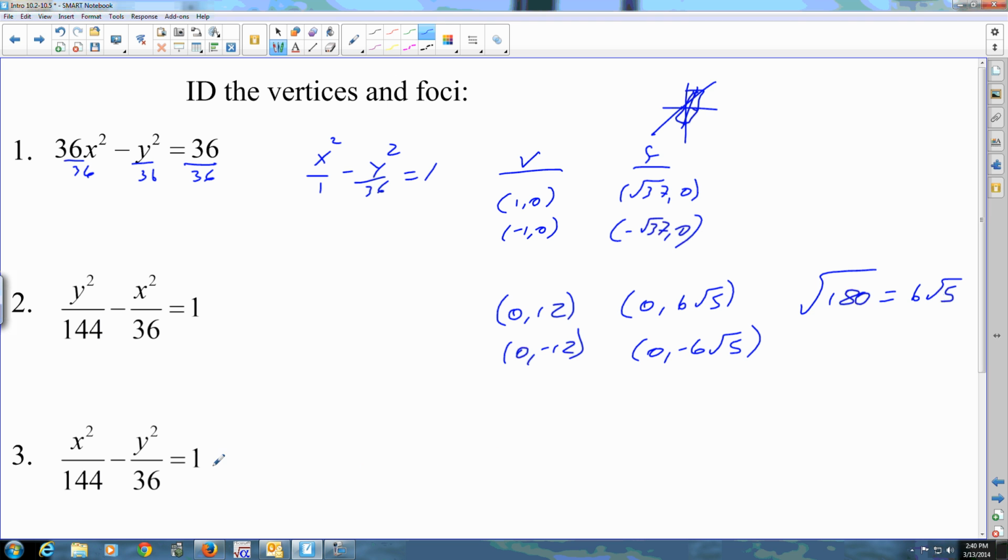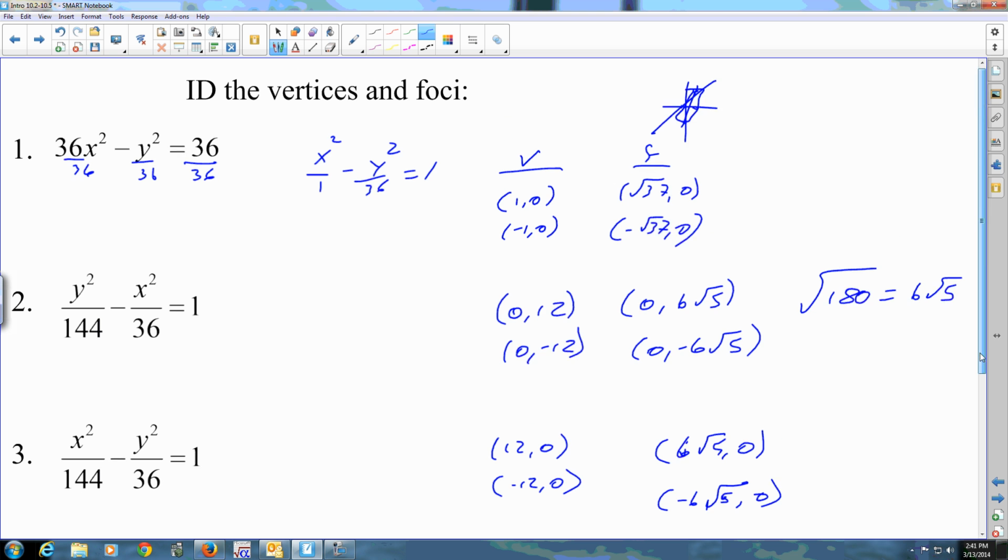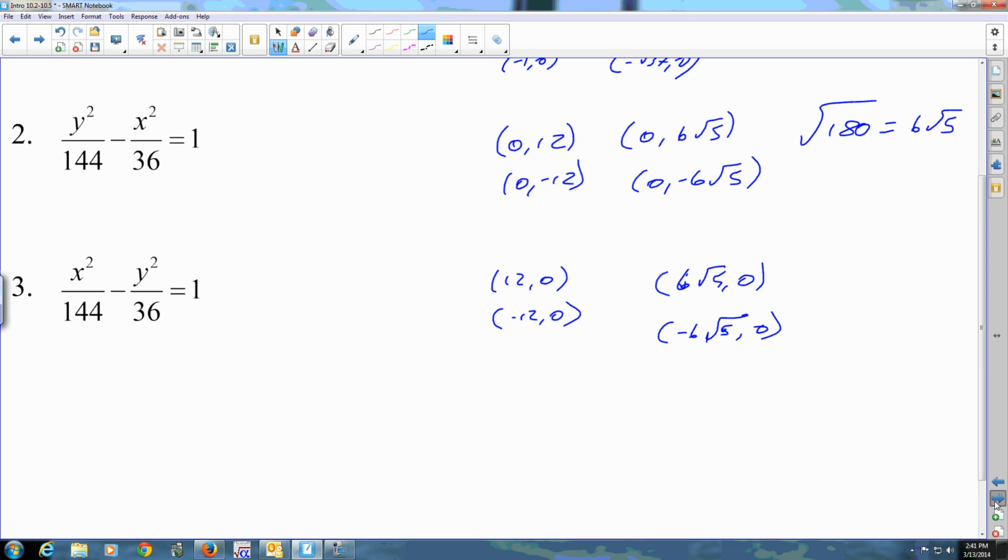Okay? This one, it's the same numbers, but it's opening in the x direction. So these numbers are going to be flipped. 12, 0, -12, 0. And the foci, same thing. You've already got the number because you've already added them together. 6 square roots of 5, 0, and -6 square roots of 5, 0. Okay? And I think that's it. Yep. There you go.